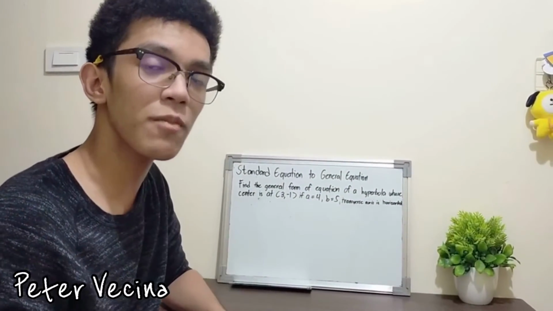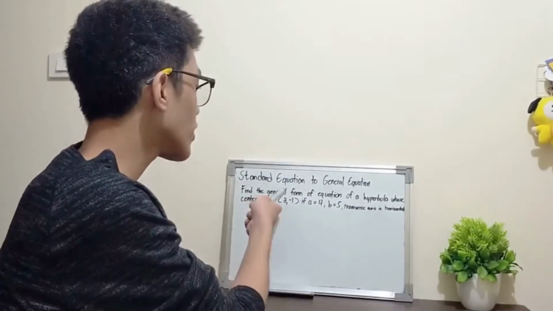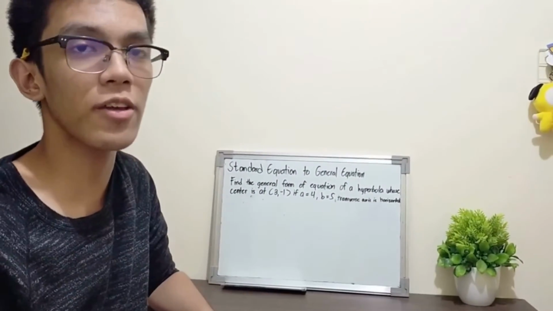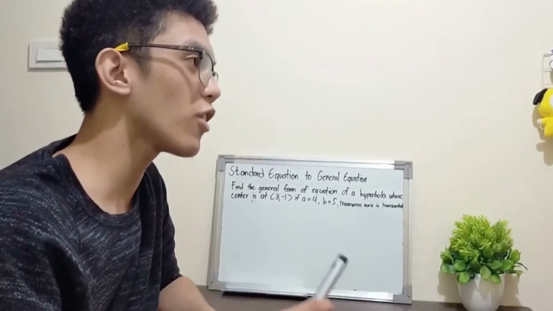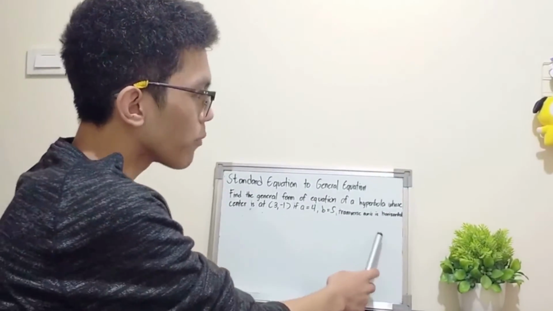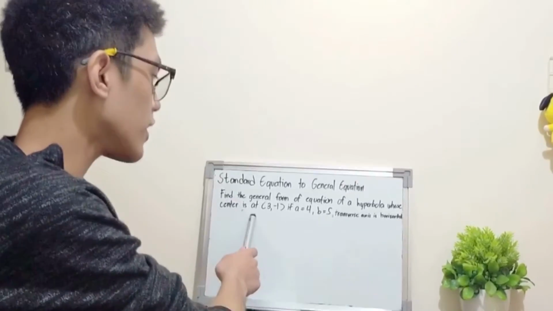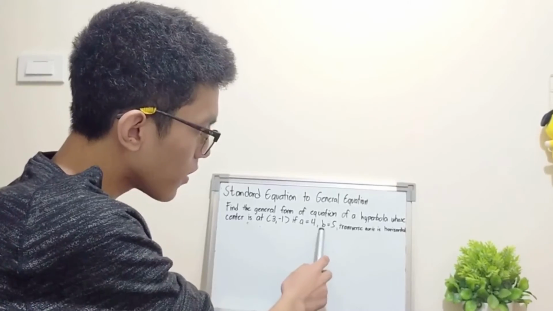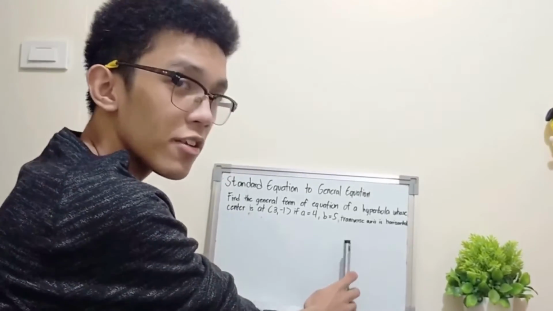Today, let's apply converting standard equation to general equation when the center is at (h, k) in a word problem. For example, find the general form of the equation of a hyperbola whose center is at (3, -1) if a equals 4, b equals 5, and the transverse axis is horizontal.